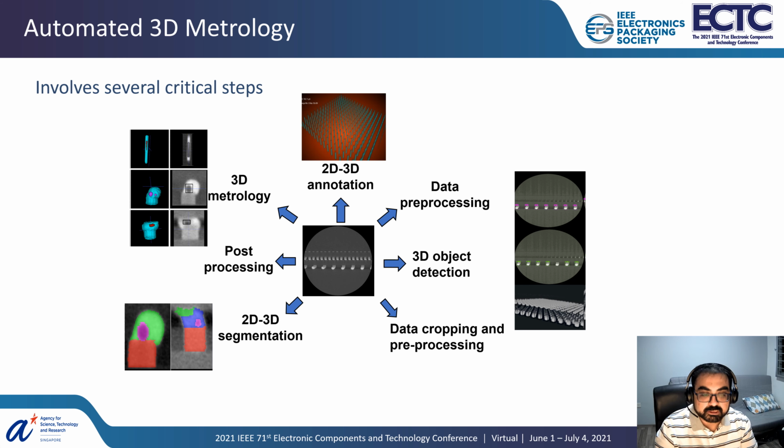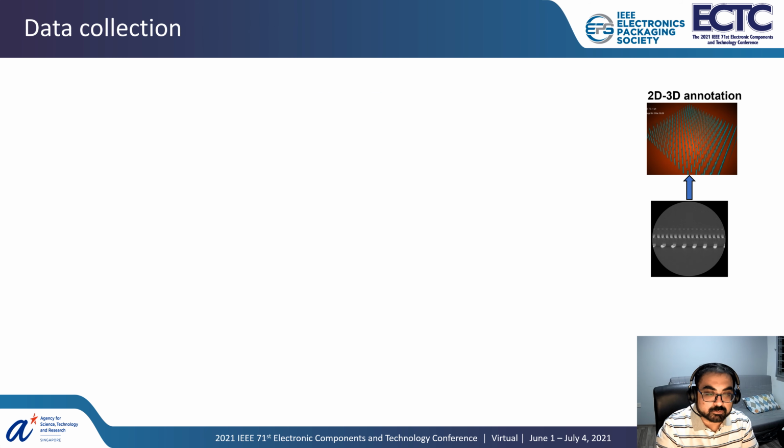And once the segmentation is done, we can do post-processing followed by 3D metrology, where we can measure the defects. We can talk about solder extrusion. We can talk about bad misalignment, or how many voids we found in a structure, what is the volume of the voids, and so on.